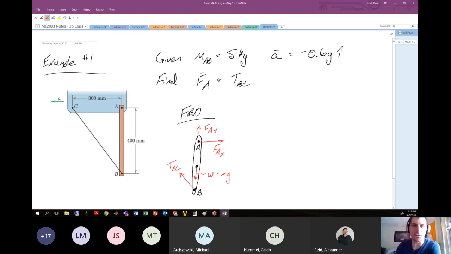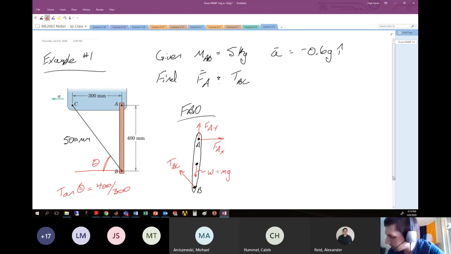It might be useful for us to figure out the angle associated here. You could understand that this is a 3, 4, 5 triangle, where this length of BC is 500 millimeters. So if you like your 3, 4, 5 triangles, that's a good way to think about this. Otherwise, if you wanted to figure out what this angle theta is here, you could say that the tangent of theta is equal to 400 over 300.